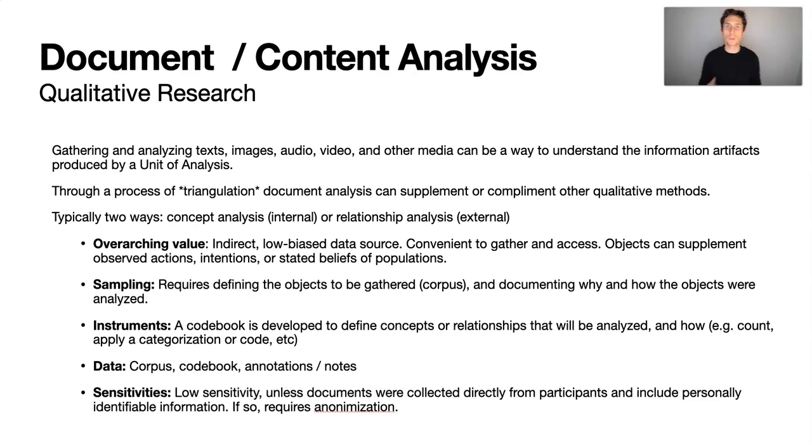Now, the instrument that we use to ultimately make sense of our corpus is what we call a codebook. So the codebook is going to formally define some concepts or some relationships and how we'll perform analysis for those concepts or those relationships. So we may just count the number of times a concept like immigration appears on a presidential webpage, or we may compare how Biden versus Trump versus Kanye West describe immigration on their sites.